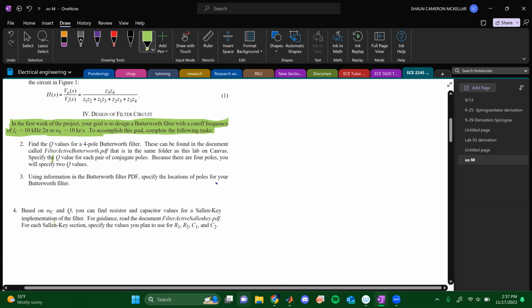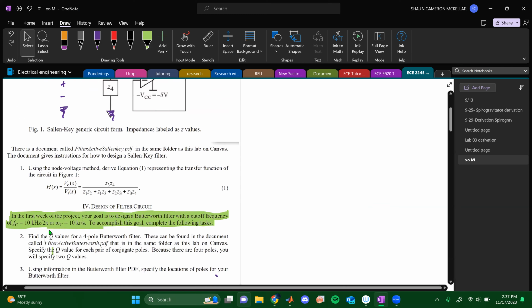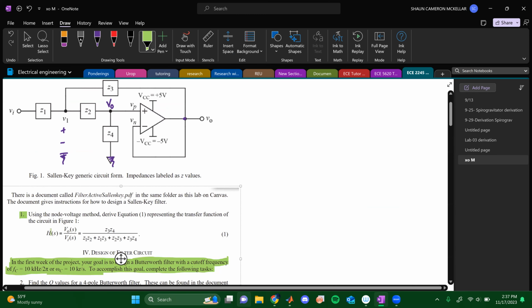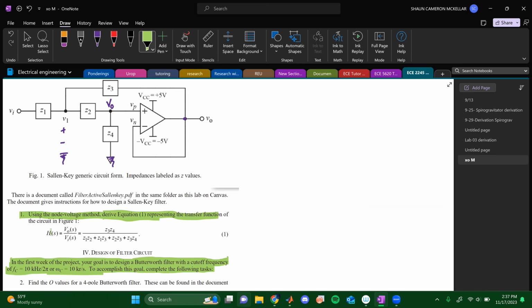So we'll go through each of these, and we're going to start with part 1, which is to use the node voltage method to derive equation 1 representing the transfer function of the circuit in figure 1. So we're going to derive H like this, and I'll refer to equation 1 periodically as we write. But let's get started. I think you should all quickly draw this circuit in your notebook. So take a moment to write that out.